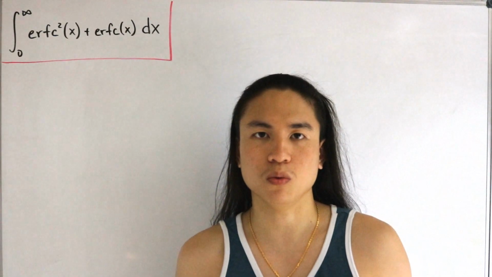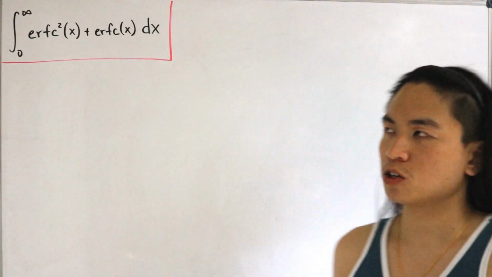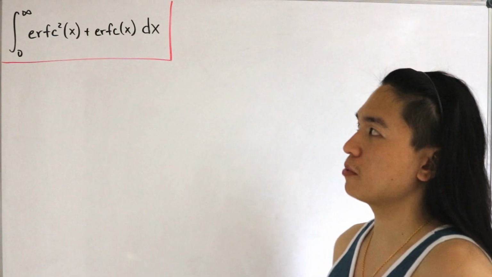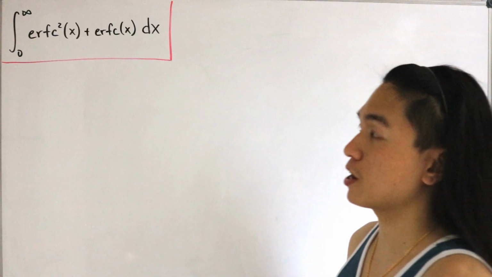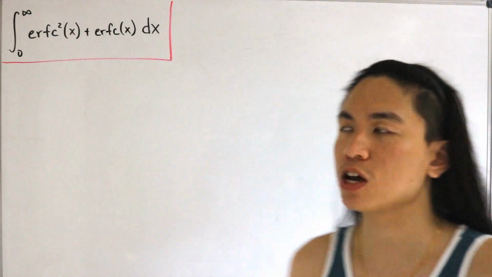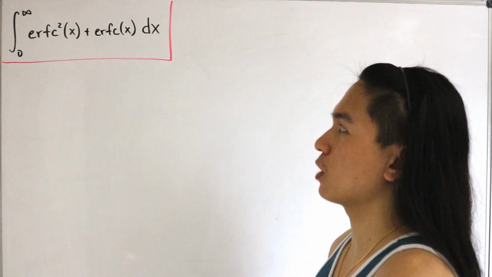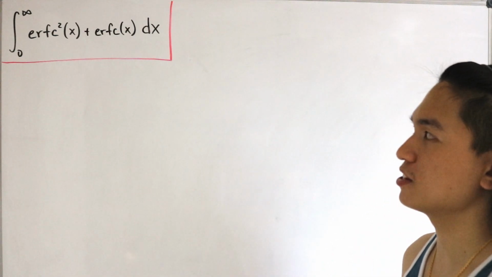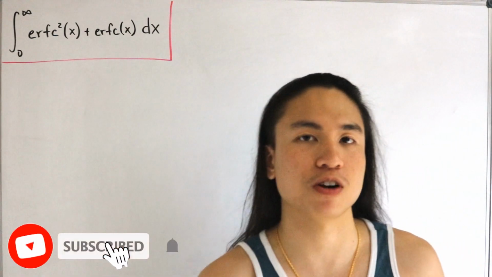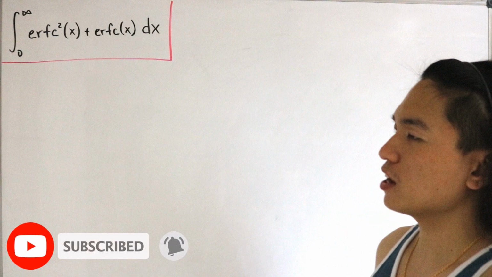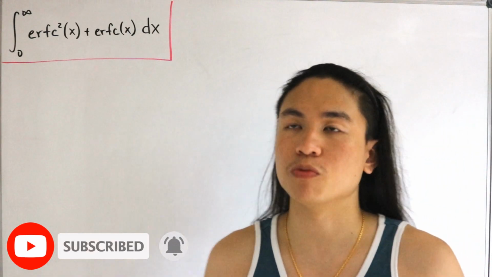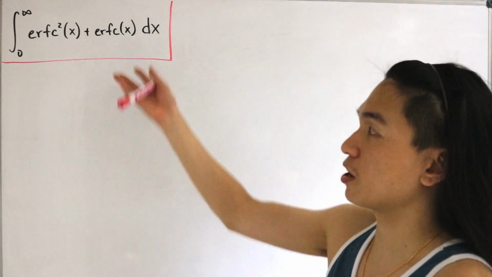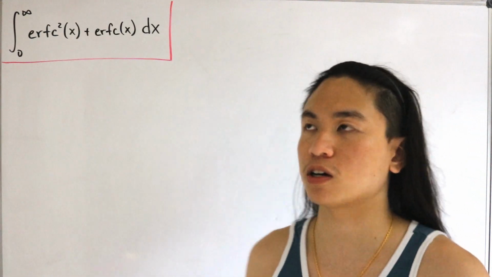Okay, so we'll go back to another video. Today we have an improper integral, and inside of our integrand is a combination of complementary error functions. So we have the complementary error function squared of x, and then we add this with just the complementary error function of x. A lot of the values and the rewriting that we'll be doing relies heavily on the definition of the complementary error function.